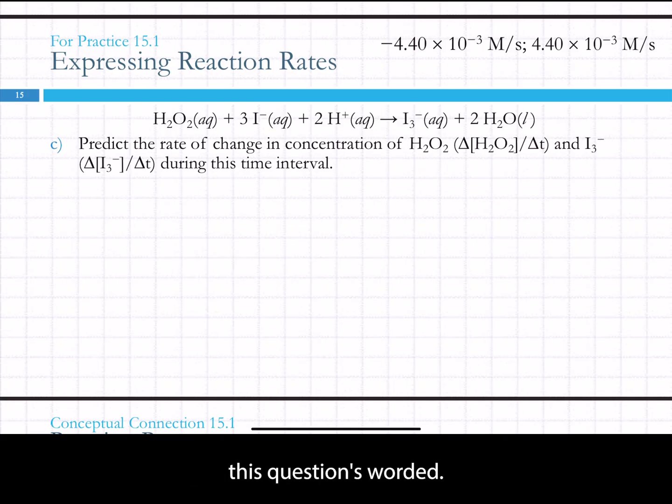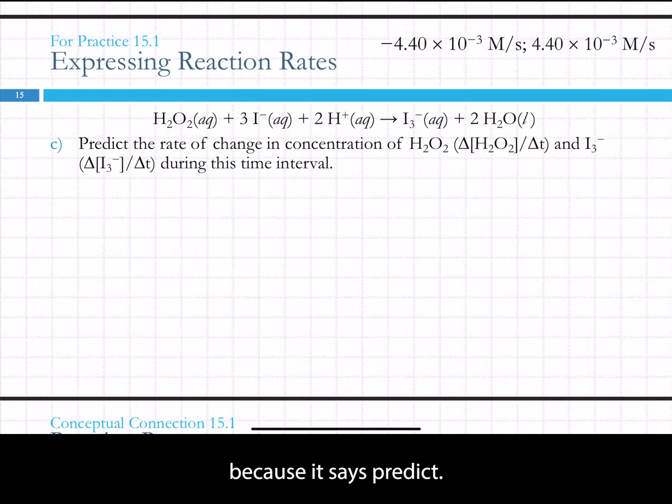Actually, I'm not a huge fan of the way this question's worded. These are all slides from the first time that I taught Chem 2, so there will be updates made as we go. This is one that I didn't get to. Predict the rate of change in concentration of hydrogen peroxide and triiodide during this time interval.